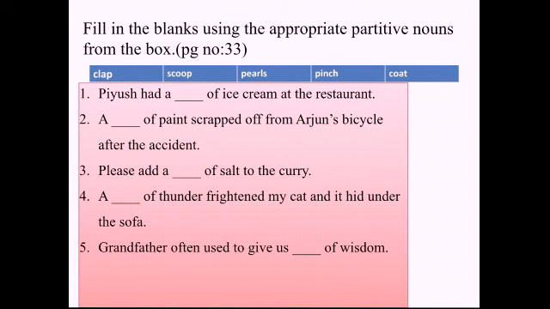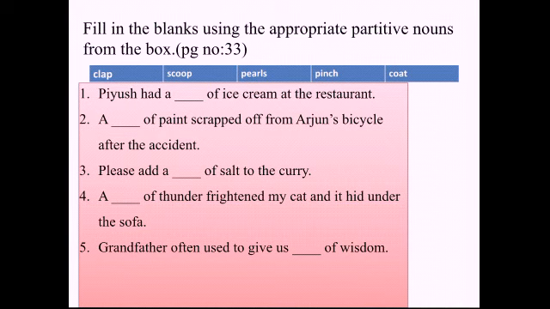Let's do some activities that are given in your textbook, page number 33. Piyush had a dash of ice cream at the restaurant. You have to choose the correct partitive noun from the box. Is it clap, scoop, pearls, pinch, or coat? Very good. A scoop of ice cream.